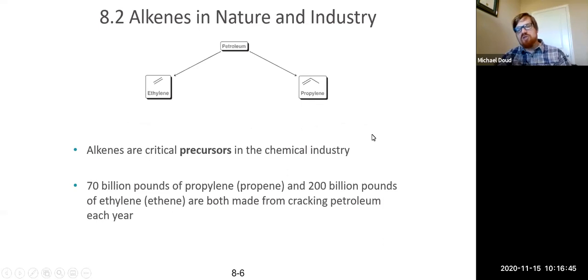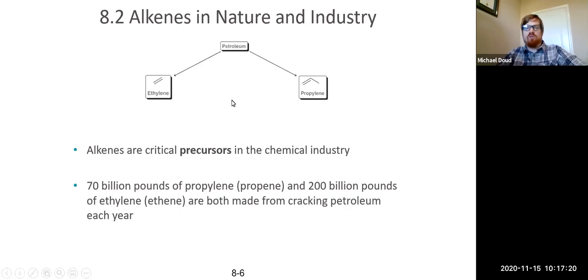Okay, but then in industry, we actually intersect with a lot of what gets produced from these alkenes every day, because these alkenes serve as precursors in the chemical industry for plastics. So ethylene and propylene are two of the major products from petroleum. So we have down here 200 billion pounds of ethylene and then 70 billion pounds of propylene. And this is ethene and propene, just the old ways of saying it there.